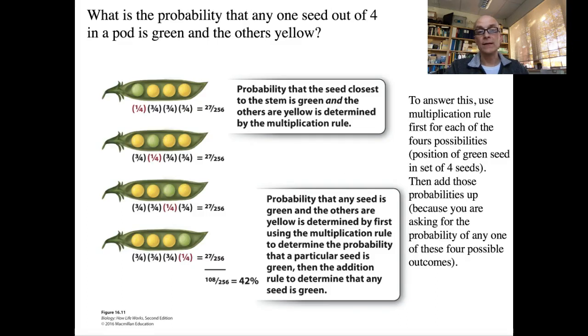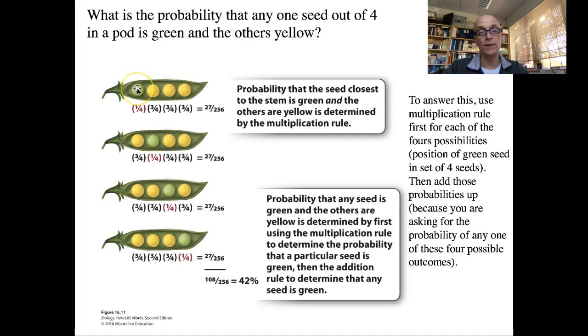Okay, your book has a much more complicated example. Let me walk you through this example. Try to calculate that out for yourself. See if the number comes out when you do it on your own calculator, and then see if you can add the multiplication and the addition rule together to answer this particular question that the book suggests as an example. So the question here is, what is the probability that any one seed out of 4 in this pod is green and that the others are yellow? So you see an example, any one seed out of the 4 is green, but the others are yellow.